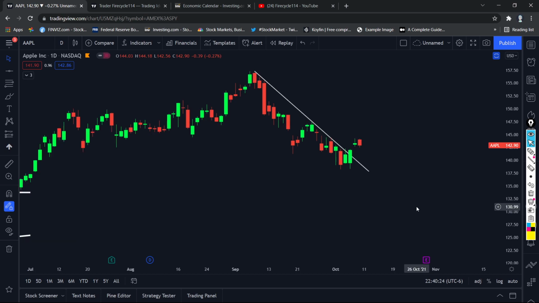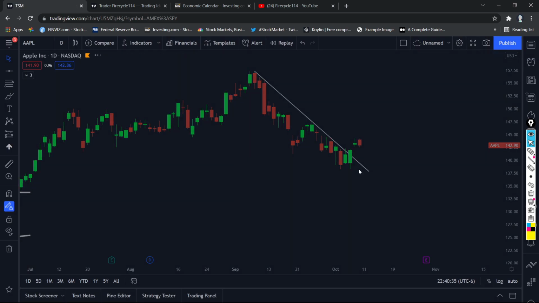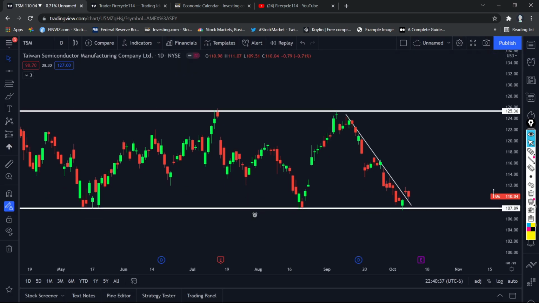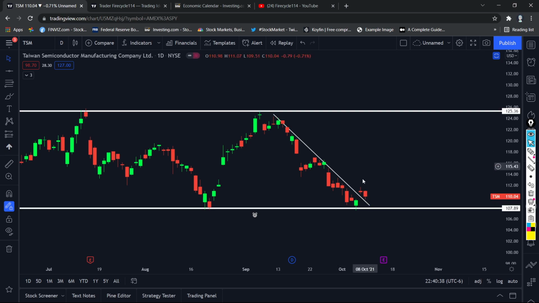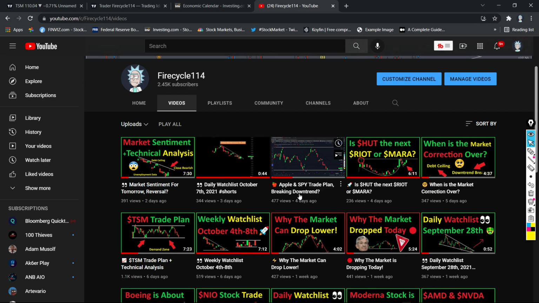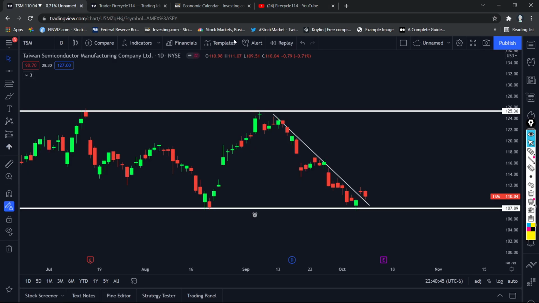Whenever we do break out of a downtrend, we look to test it. So we broke out right over here. We're looking to fill this gap right over here and test this trend line. Okay, another example is on TSM. We broke out right over here, and we're testing the support right now. If you guys have been watching me for a while, you guys know how it works.